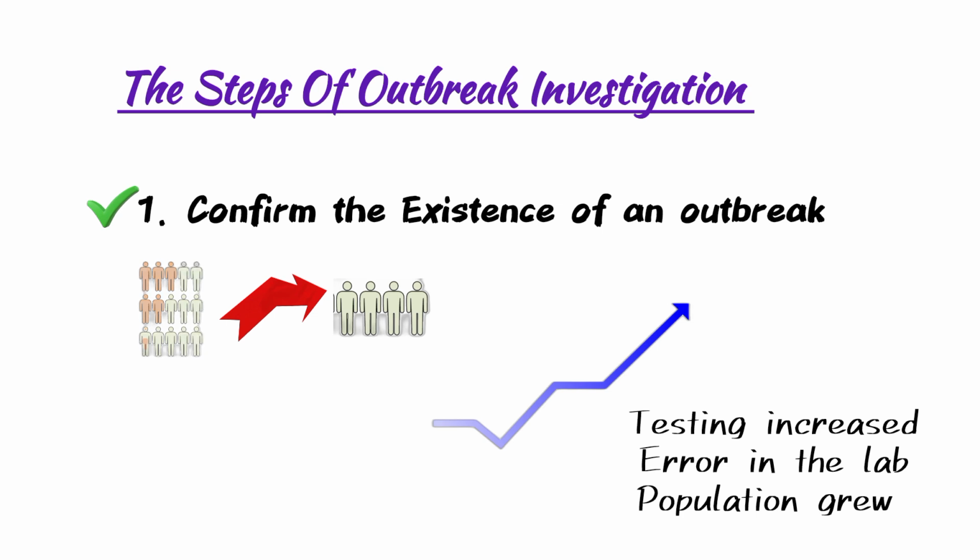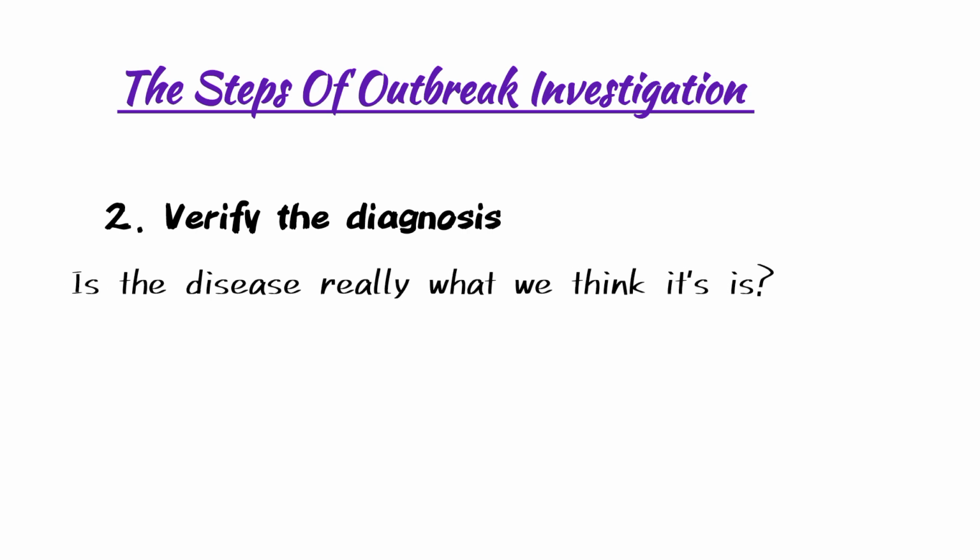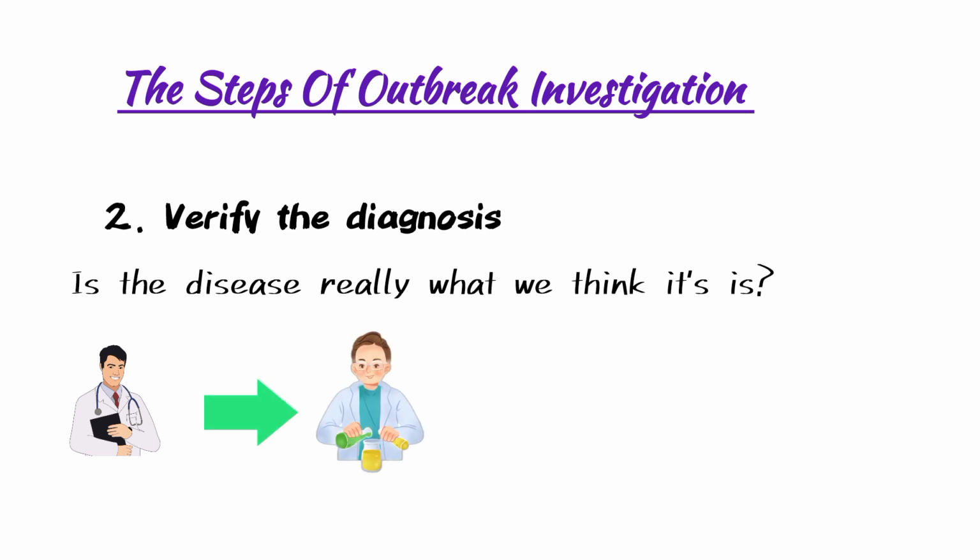After confirming the existence of an outbreak, we now verify the diagnosis. At this stage, we make sure that the disease is really what we think it is. Doctors review clinical findings, meaning symptoms and signs in patients. Scientists also do laboratory tests, for example, stool culture in cholera or blood test in malaria. This ensures we do not confuse one disease with another.